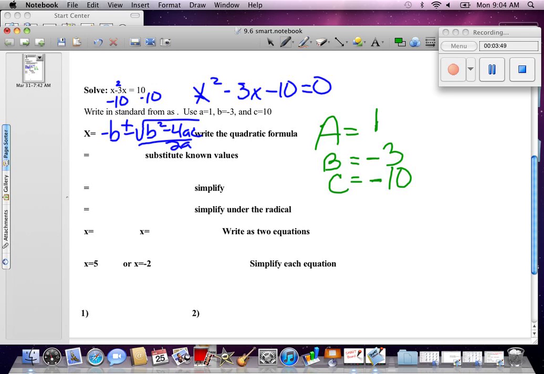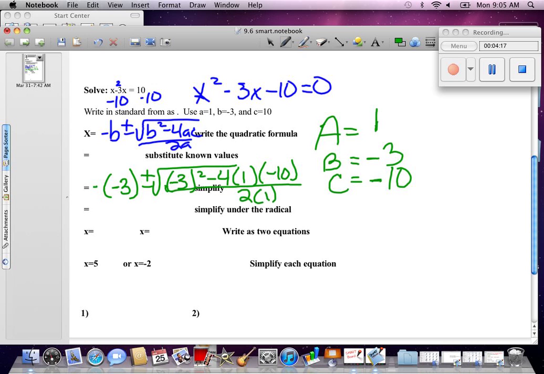So, please do not forget this negative. It's part of the formula. So I have negative, what is my B? Negative 3 plus or minus the square root of, what is my B? Negative 3 squared minus 4 times my A times my C all over 2 times my A. Okay? Murphy didn't give me enough room today. Sorry. Now, I have to simplify this.